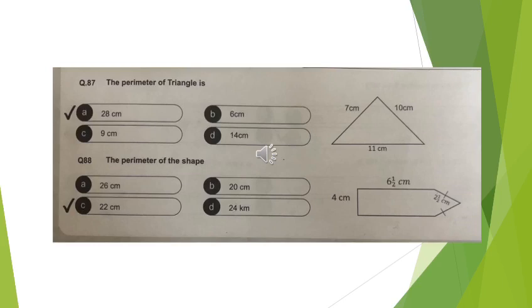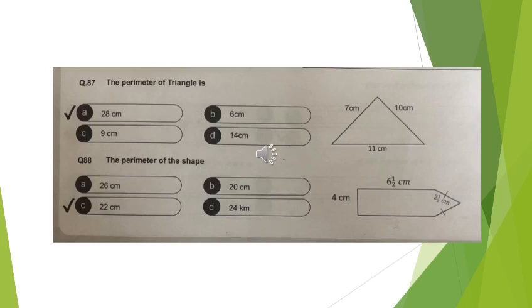Question number 87 is, the perimeter of a triangle is dash, and the options are A is 28 centimeter, B is 6 centimeter, C is 9 centimeter, and D is 14 centimeter. You know that to find the perimeter, we will add all the three sides of a triangle, and when we add all the three sides of this triangle, we will get the answer 28. So 28 is the correct option.